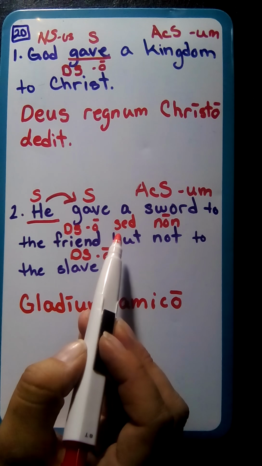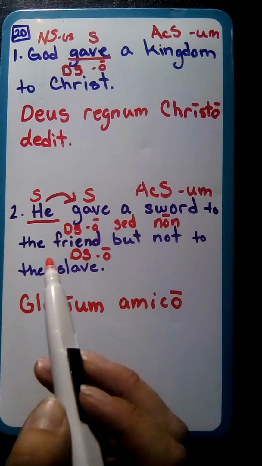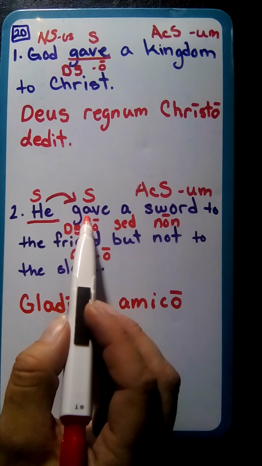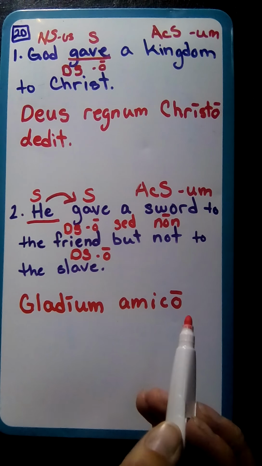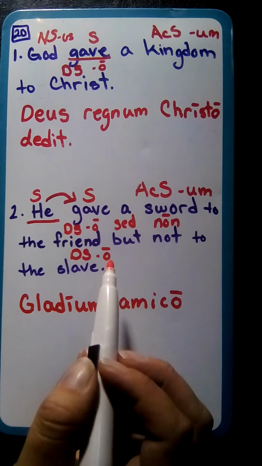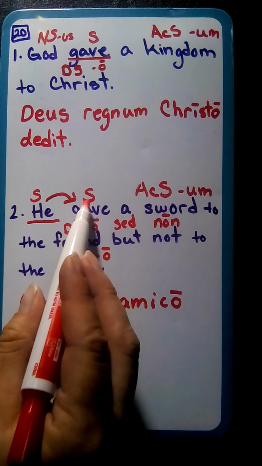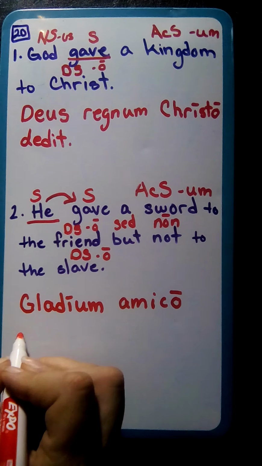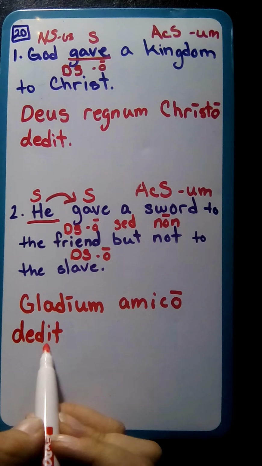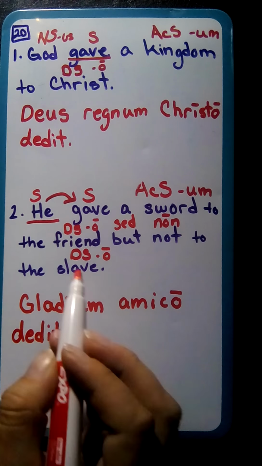So the sword to the friend, but. Before we do that but, we're going to go ahead and finish this first phrase. So he gave the sword to the friend. And we're going to put our verb after this, because this is our full thought before we've added on this extension. So now we're going to give dedit in our singular. So he gave the sword to his friend, or to the friend.